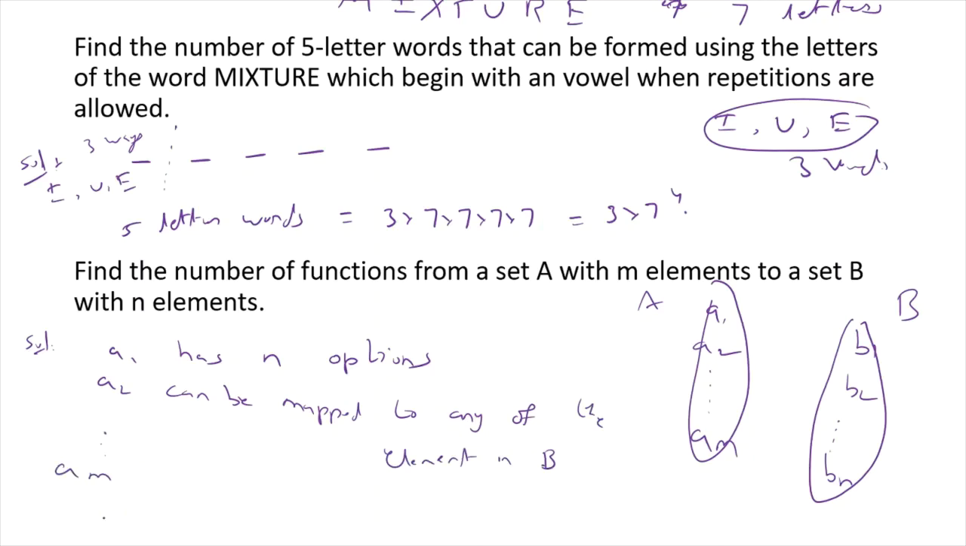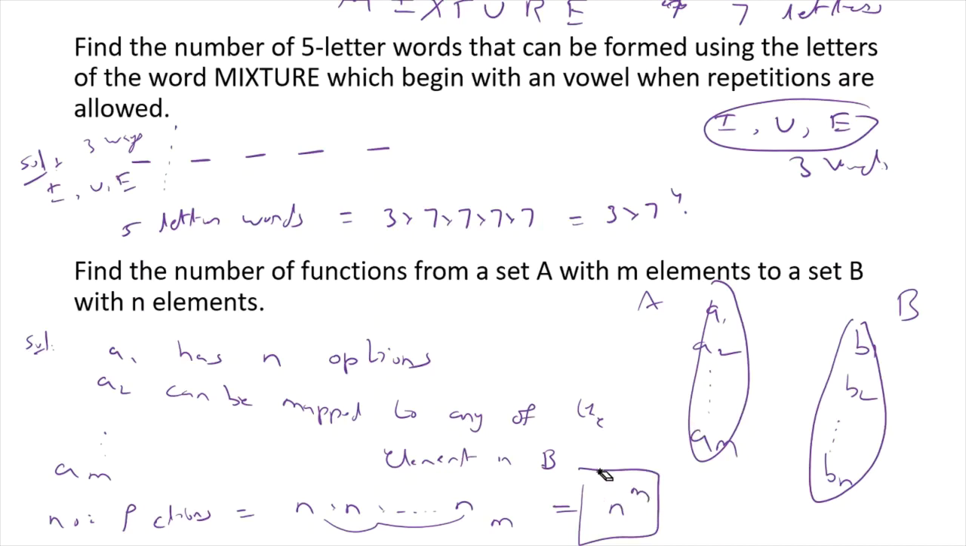Therefore, the total number of functions is equal to: A1 can be mapped in n ways, A2 can be mapped in n ways and so on up to Am. How many n's do we have? m, which is equal to n raised to m. These are the total number of functions from a set A with m elements into a set B with n elements.